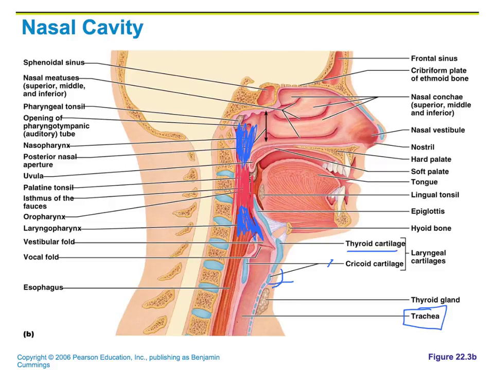So from this cartilage here, following back towards the cricoid cartilage in the back, this area here would be larynx, not trachea. And the trachea would be everything below it. Trachea would be down here. So look for the Adam's apple. Make sure you include the cartilage of the Adam's apple and the passageway behind it as part of your larynx, not your trachea.